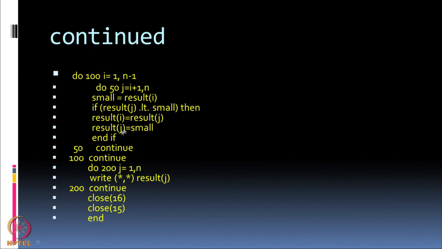So, it ends this do loop, both the 50 do loop ends here. So, at the end of the first do loop, what will happen is that the result I will have the smallest value among j equal to 2 to n. So, the first value will be the smallest value. So, in the next loop, now I is equal to 2. So, when I is equal to 2, j will go from 3 to n. So, when I is equal to 2, small will be result of 2, then it will exchange 2 and 3, 2 and 4, 2 and 5 until the result 2 will be the smallest value between 2 and n.